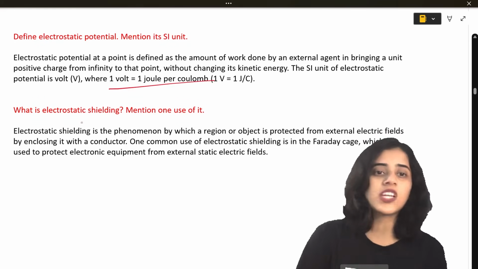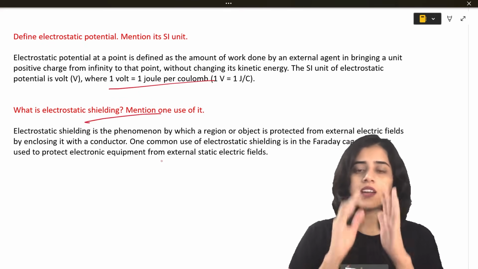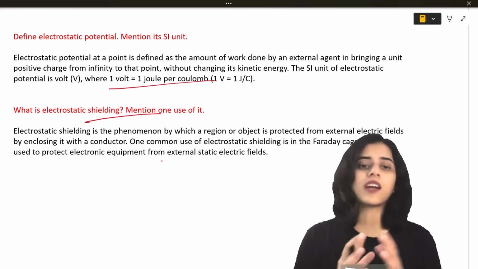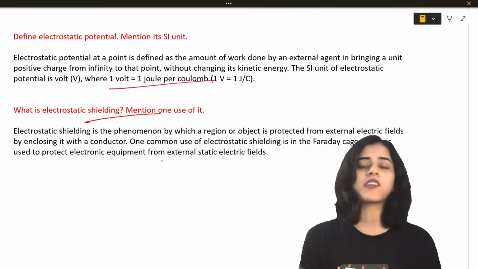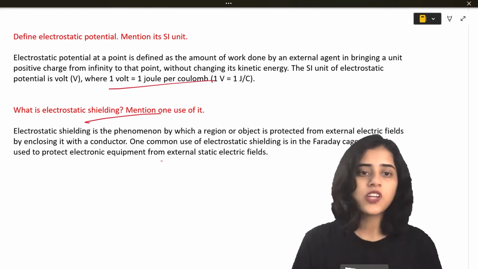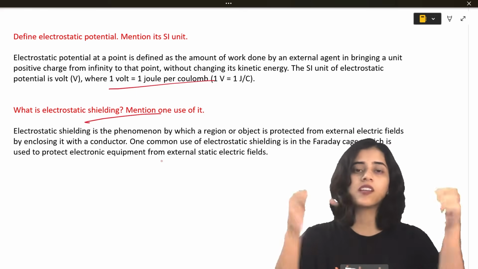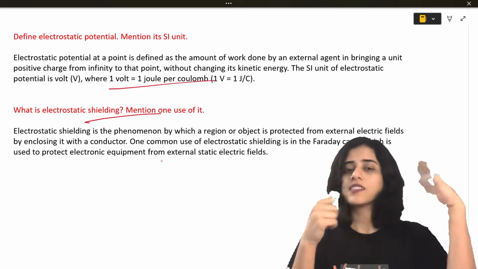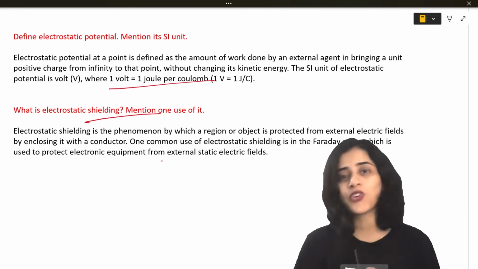What is electrostatic shielding? Electrostatic shielding is a phenomenon by which a region is protected from external fields by enclosing it with a conductor. So you take something, cover it with a conductor and protect it from any external field. One common example is a Faraday cage. So if you have some electronic equipment, you put it inside a Faraday cage, so no external fields will enter it. It's like you hold an umbrella to protect yourself from rain. Just like that, a conductor holds a cage around it to protect it from external electric fields.